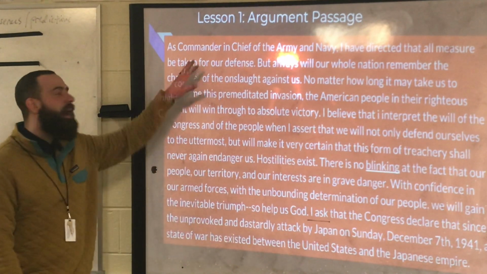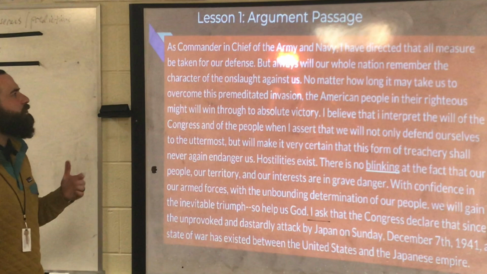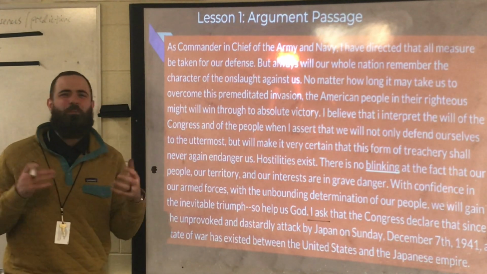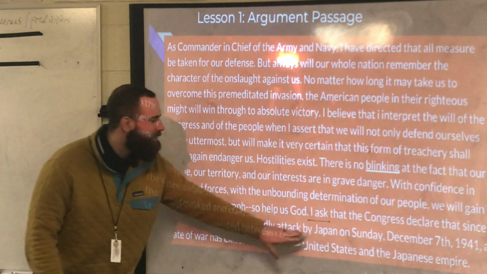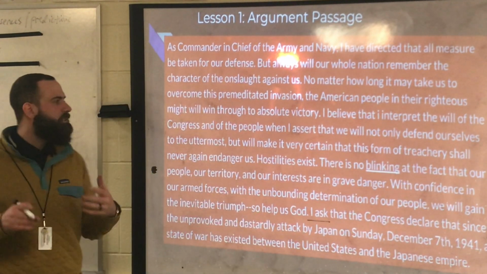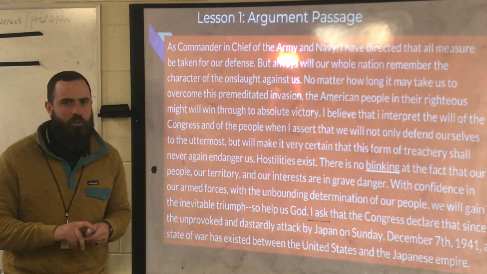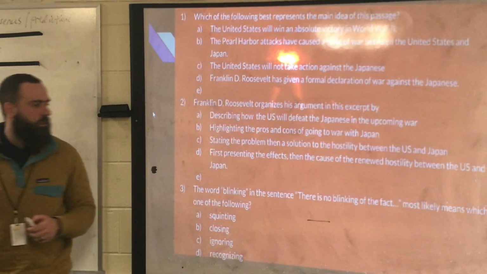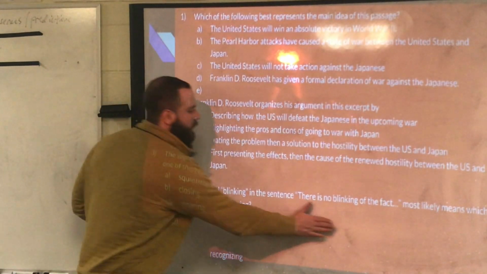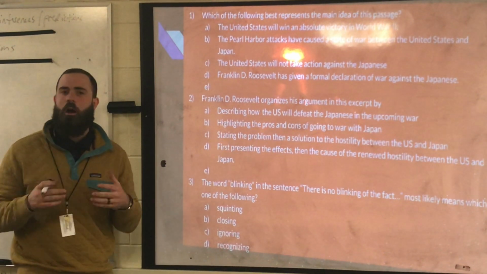so I see that it makes most sense to go with that last sentence. It's not always going to be the first sentence. Don't get tripped up by that. I've directed that all measures be taken for our defense. Yeah, not really taking a stance that can be argued necessarily one way or the other. In the last sentence, he is asking Congress, and he's made an argument that it is time for us to go to war with Japan. So I'm going to identify the last sentence as the one that's going to be the argument for the entire paragraph. So I've identified that the last sentence is the argument.